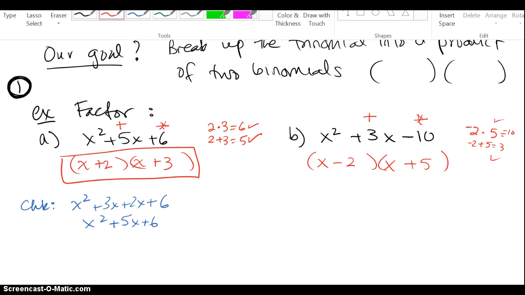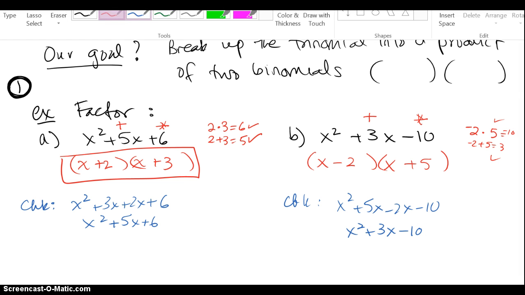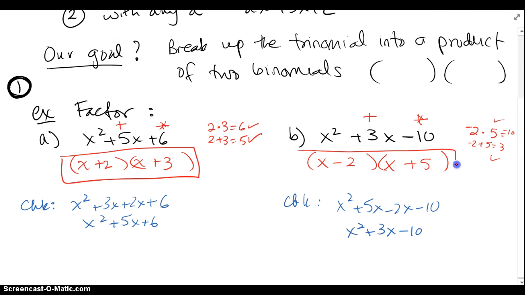And again, before I box my answer, I'm going to quickly check this. We're going to get x squared plus 5x, then minus 2x, then minus 10, which is going to give me x squared plus the 3x I needed in the middle minus the 10. So that works out, and my trinomial is factored into these two binomials.